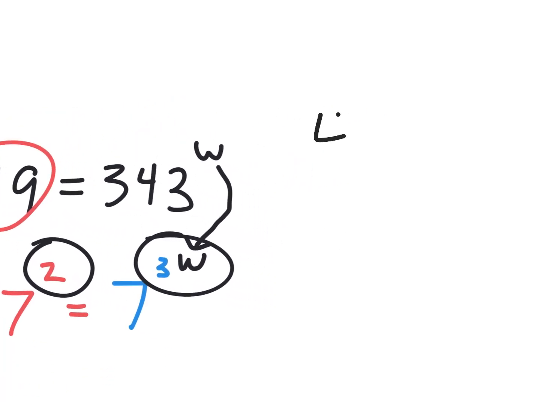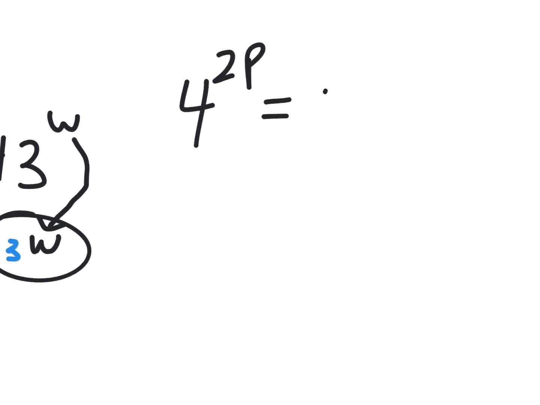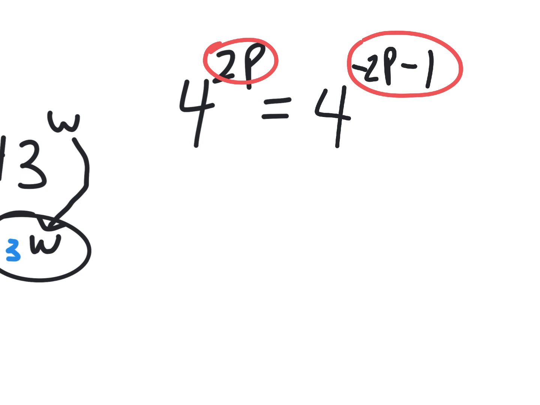4 to the power of 2p equals 4 to the power of negative 2p minus 1. Ooh, it got tricky. But it's really not that scary. Are the bases the same? Then you can just say this equals this. Does that look like an equation that we just got tested on solving? That's kind of the point. 2p equals negative 2p minus 1. And from there, you have to be able to solve it. I would add 2p to both sides.